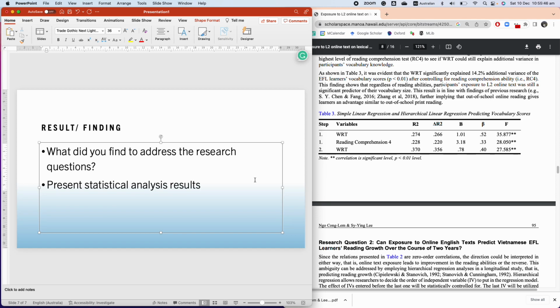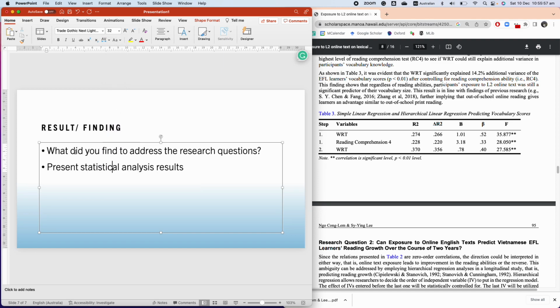But you don't just interpret yet. We wait until the next section. What did you find? This is the key. No need for comprehensive interpretation just yet. You just need to summarize what you found, what the relevant findings are. You don't need to interpret it just yet.